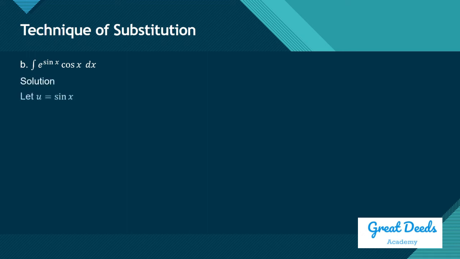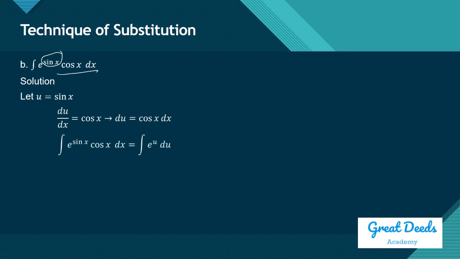Let u be equal to sine of x. du, you know, is just cosine of x. So it's important for you to still know your differential calculus. The derivative of sine is cosine. So du now is equal to cosine of x dx. So this means this one will be replaced by du, and that one will be replaced by u.